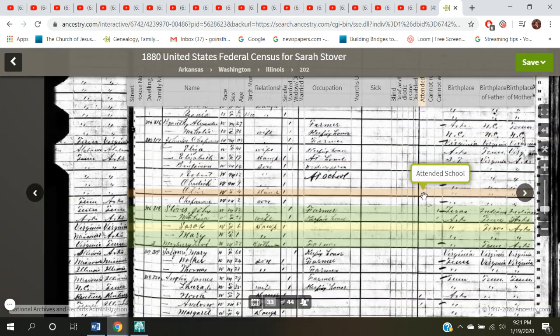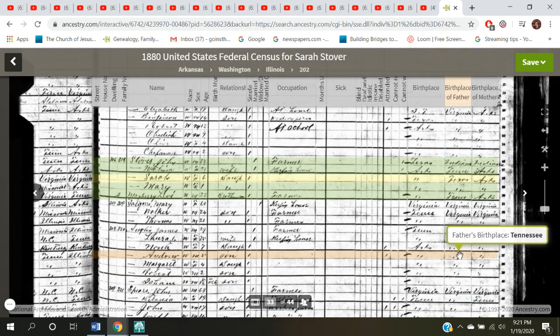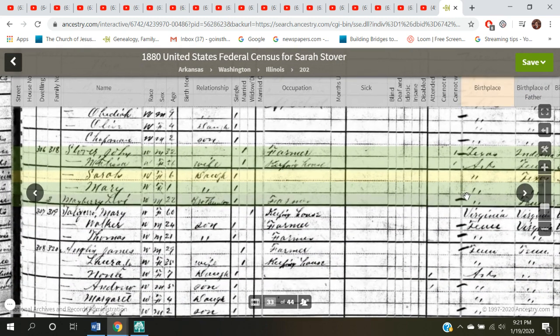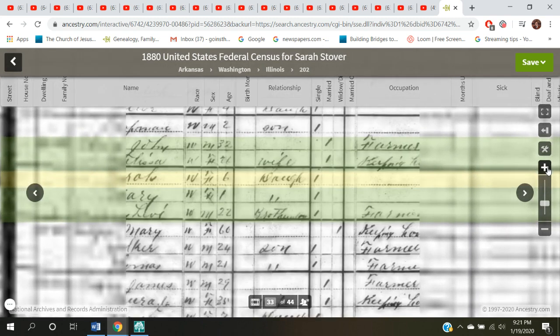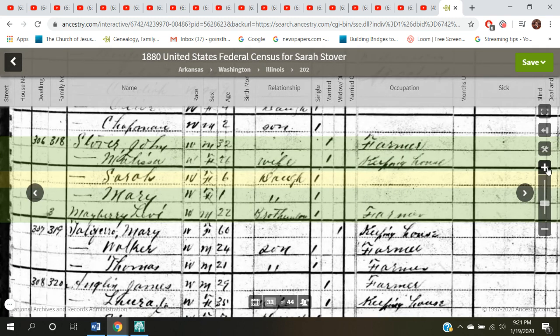And the green and yellow area is highlighted to show us where the Stover family is. I'm going to make this a little bigger for you. We have John Stover and, make it a little bigger, it looks like Malissa, and that may be a misspelling of Melissa. It's usually spelled Melissa, and that's fine.